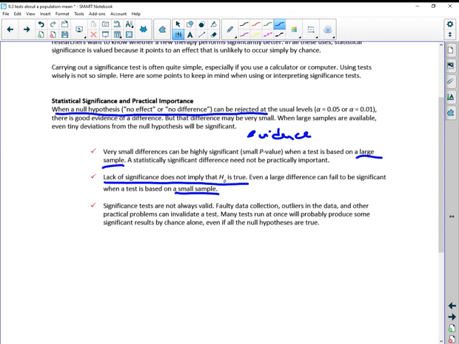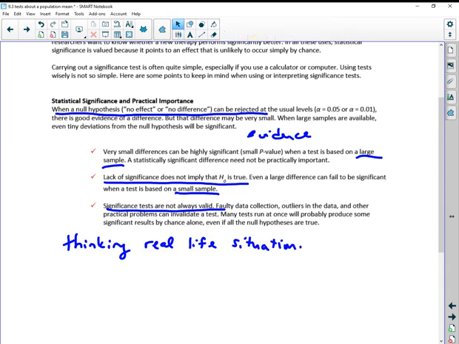And significance tests are not always valid because if you have violations of your conditions or other kinds of situations, then you need to always be thinking about the real life situation and how it really is true or makes sense. So always use your common sense when you're looking at your statistical studies.